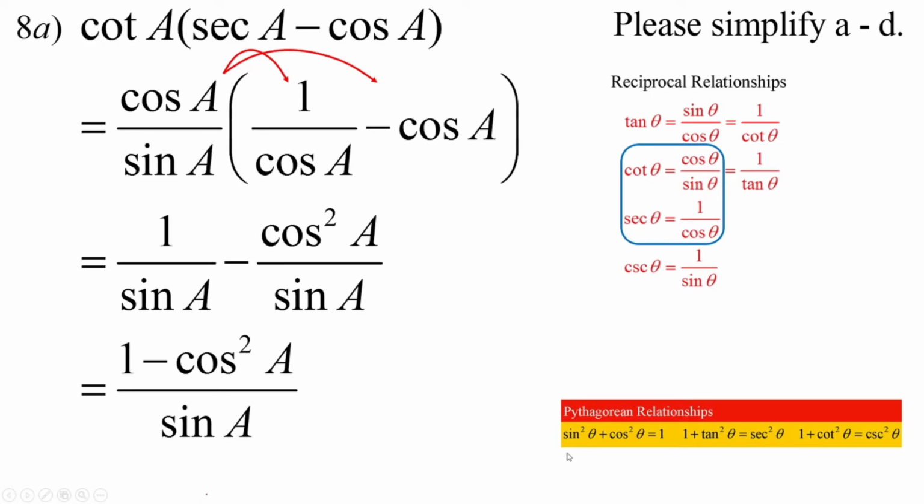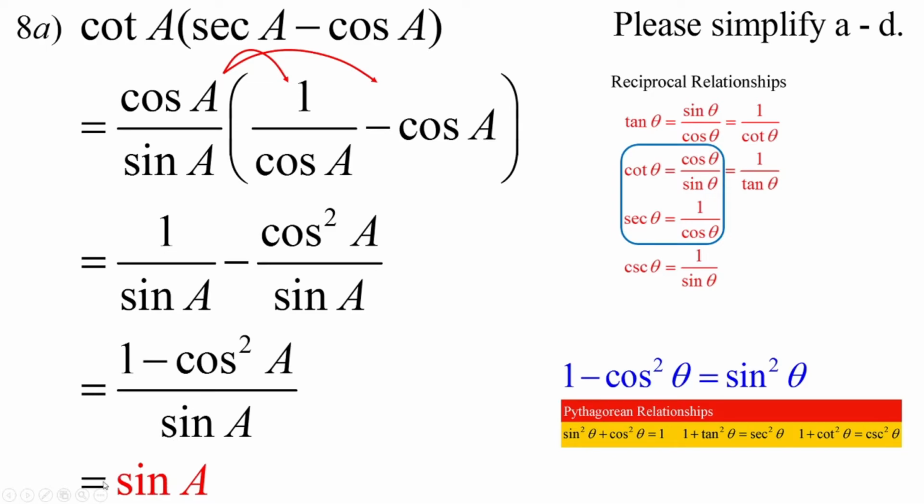And look at this very first one, sine squared of theta plus cos squared of theta equals 1. Well, if we took this identity right here and subtracted cos squared from both sides, we'd have sine squared of theta equals 1 minus cos squared of theta. So this 1 minus cos squared of A, we can write as sine squared of A. I skipped a step, I'm sorry, but sine squared of A over sine of A, well, a factor of sine cancels out, leaving just sine of A.